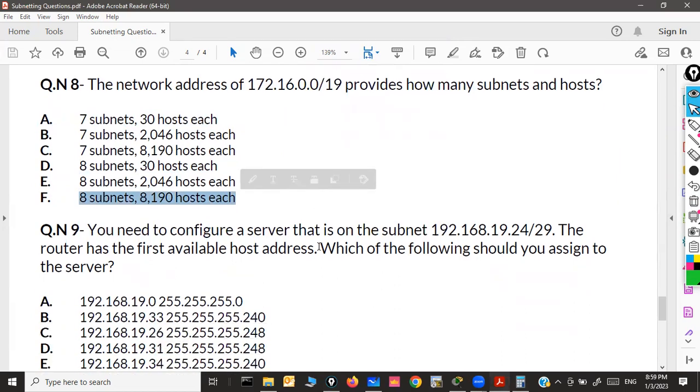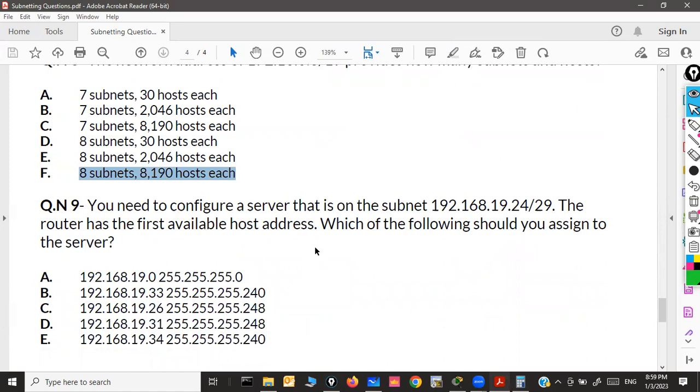Now here, the question is again a tricky one. You need to configure a server that is on this subnet. The router, meaning the gateway, has the first available host address. The first IP address is already in use. Which of the following should you assign to the server? Got the question? Or should I explain this question? Because first you'll have to understand the question very well, right? Then only you'd be in a position to answer the question.